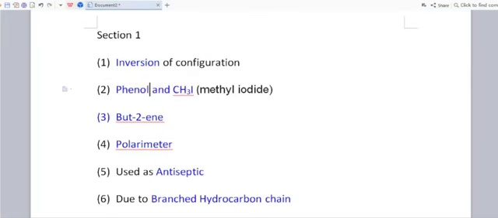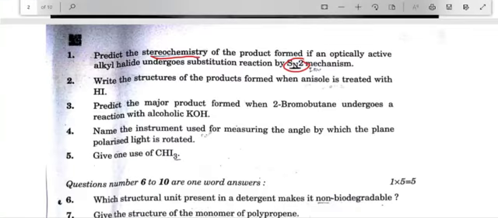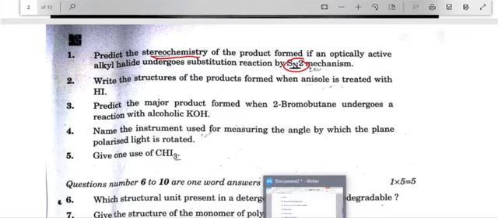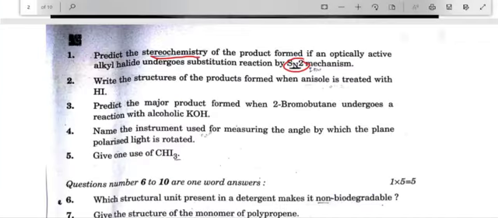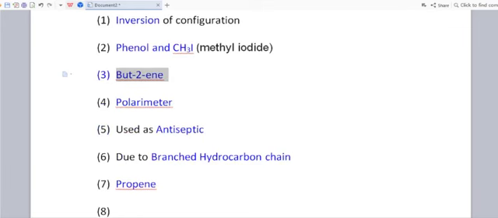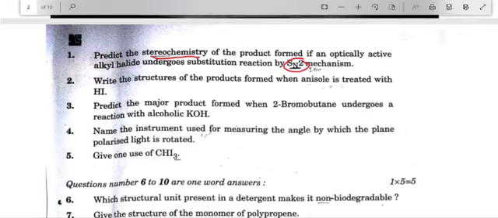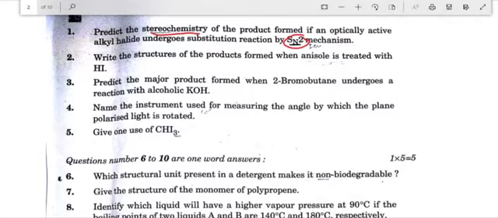Remember this. Then question number 3, the major product formed when 2-bromobutane undergoes a reaction with alcoholic KOH. Here an elimination reaction will happen and butene will be the answer. Then we have the instrument used to measure the angle by which the plane of polarized light is rotated, that is the polarimeter. Then, give one use of CH3I: it is used as an antiseptic.